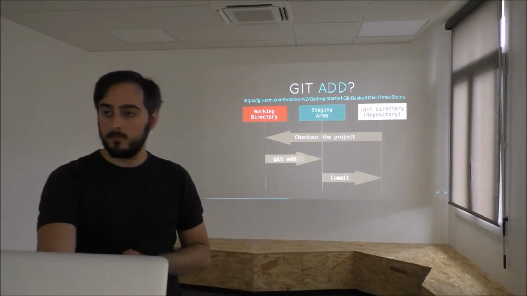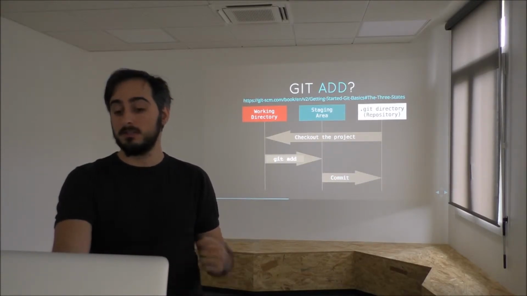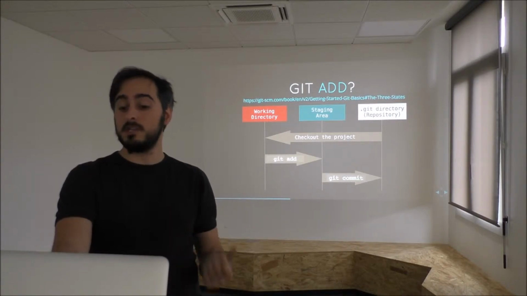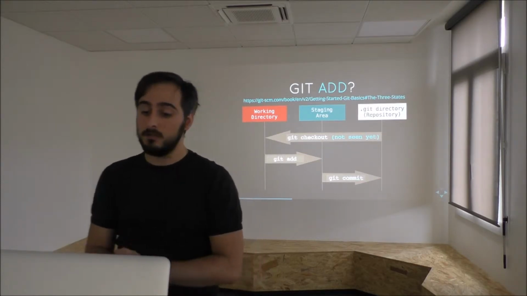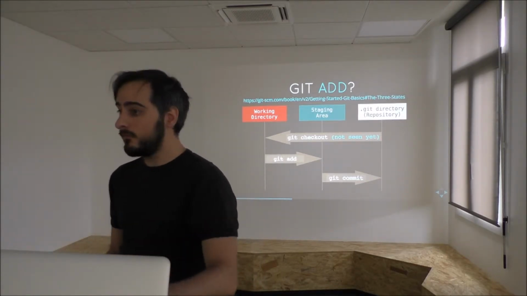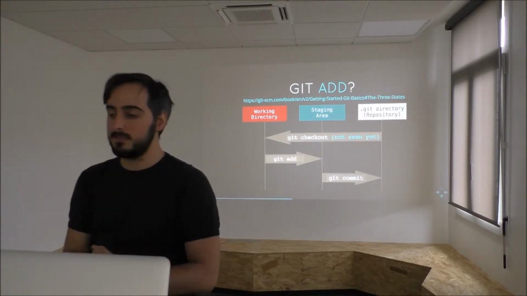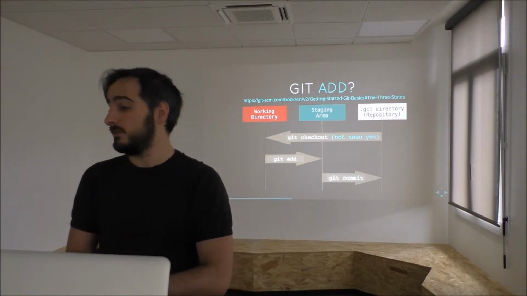So what you have to understand is that when you git add something from your working directory, it goes into the staging area. When you git commit, it goes from the staging area to the repository. And you can use git checkout to go from the repository to the working directory. It's not very important for this talk, but it's very nice to know the differences between these 3 states, for more advanced concepts.